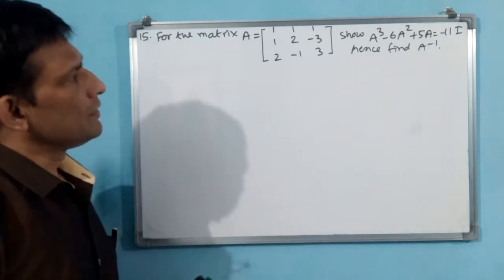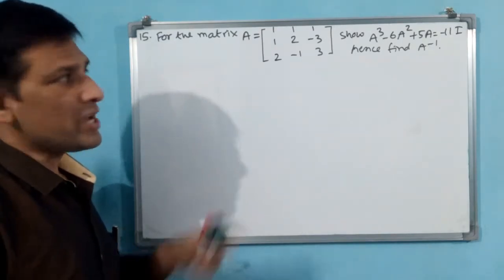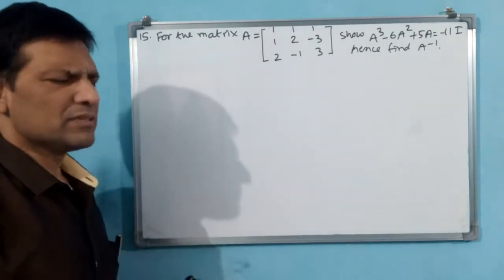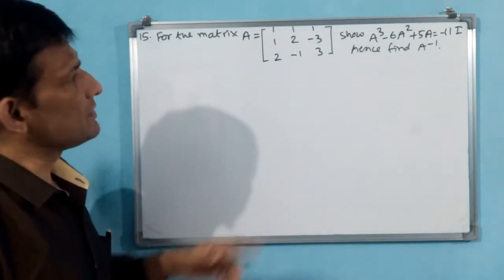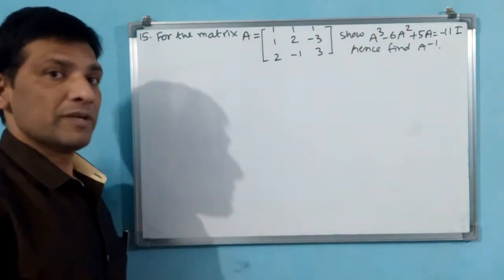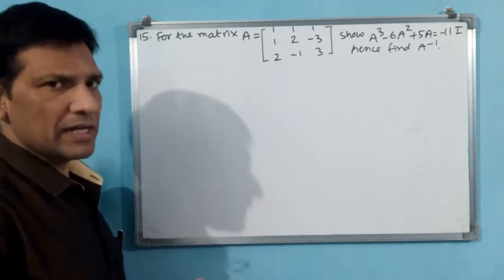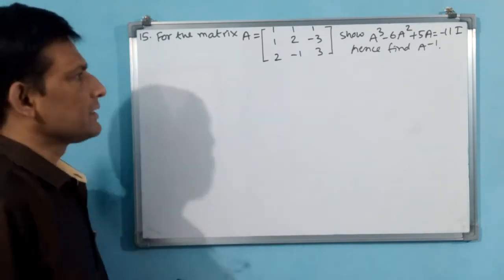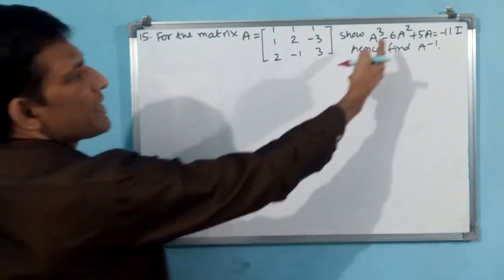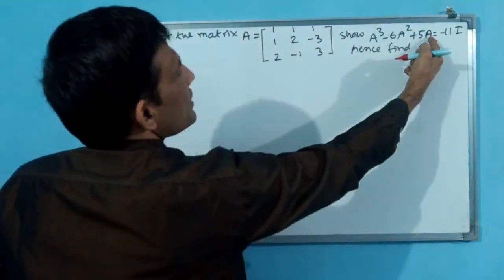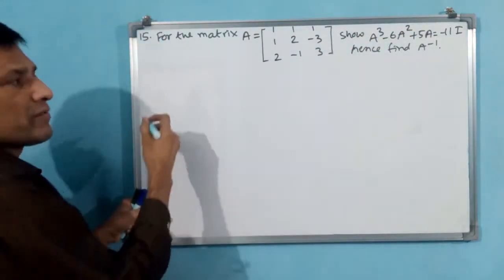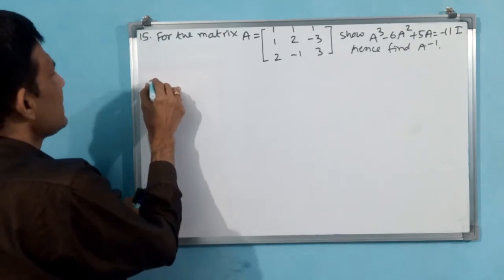That means we are finding A, A square, or else 6A square. No, you write A square, because while finding A inverse, 6A square may not work and something different may come. This we have done already, let us do it once again. First I am finding A square, because A is there, and we have to find A square and A cube. After finding A square, you can find A cube also. Let us find A square.